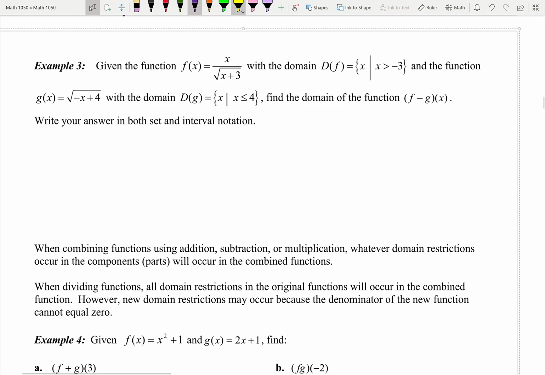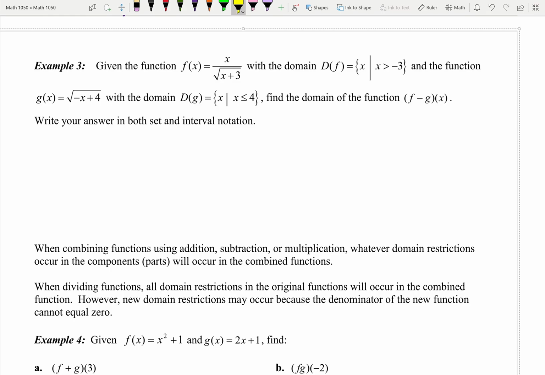Here's your f of x. There's the domain. The domain is always going to be right that they give you. X has to be greater than -3. Here's your g of x. There's your domain. X must be less than 4. Find the domain of the function f minus g of x, okay?